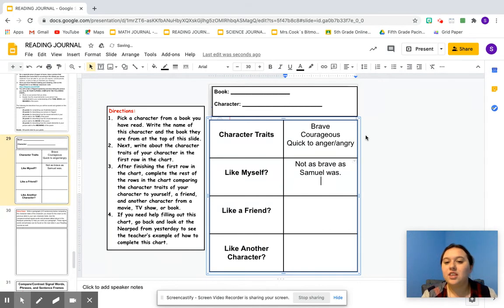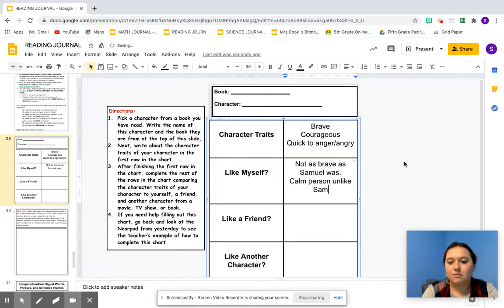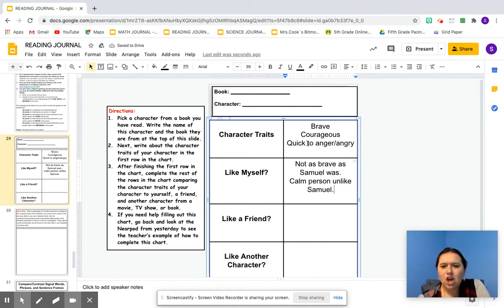And then with quick to anger and angry, I'm not usually someone who is quick to anger. I'm usually a calm, so I'm going to write down calm person, and I might say a calm person, unlike Samuel. I usually don't get angry very quickly like Samuel does. Samuel was very quick to anger, right? So that's how my character traits would compare to Samuel.